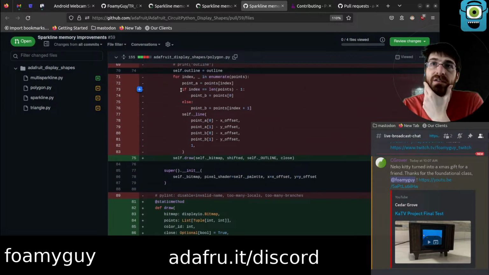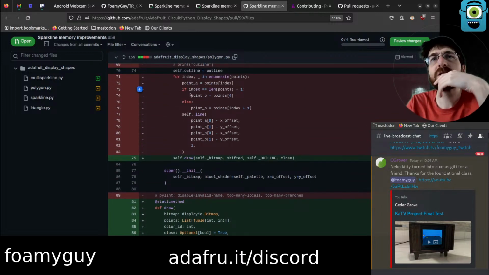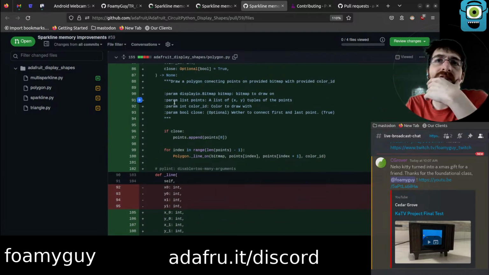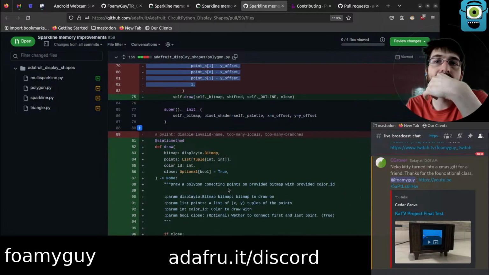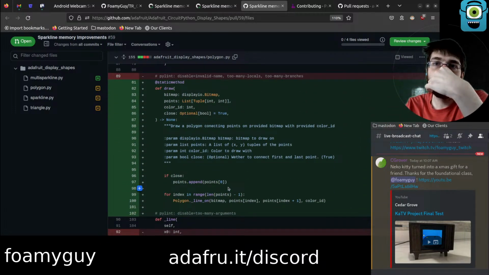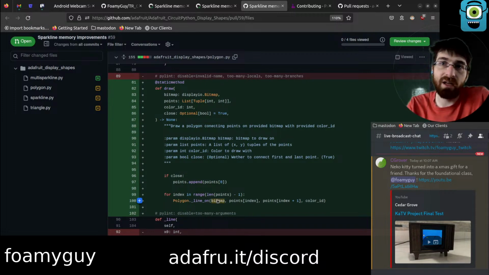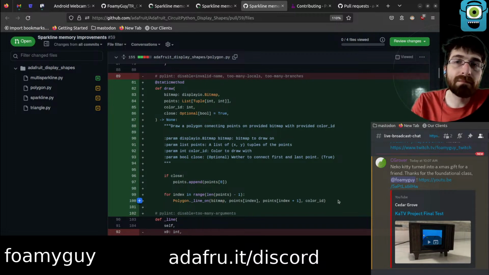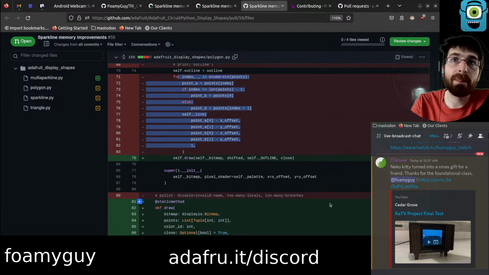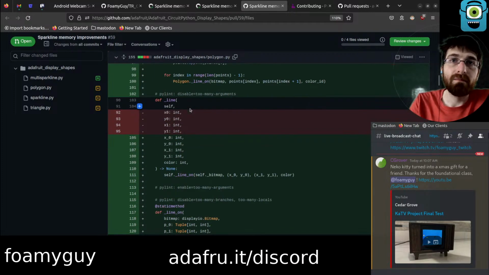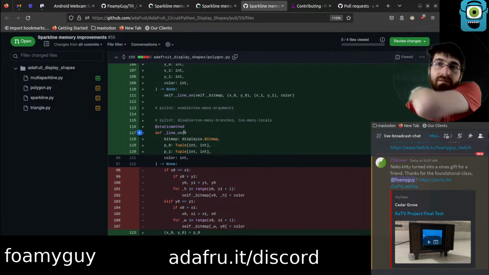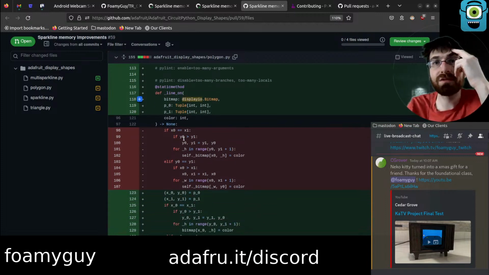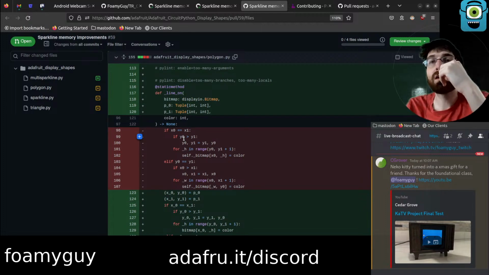Actually, it looks like they refactored. Well, this used to be calling line as well. There's so much less stuff here than here. Polygon line on. Line on. Static method line on. P0, P1, I guess that's point 0, 1. Color.